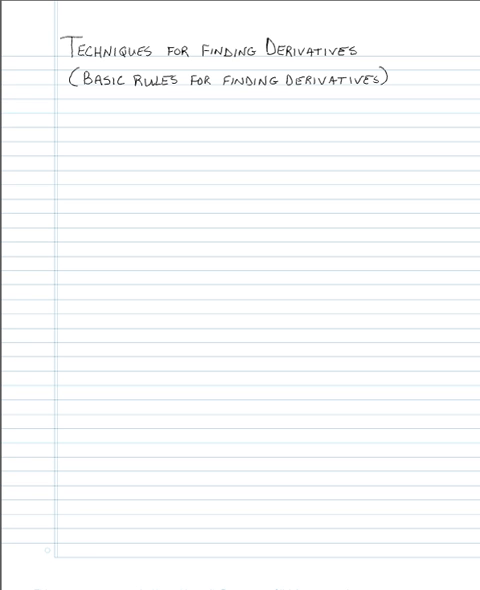In this section, we're going to discuss the techniques for finding derivatives. Another way to describe this is that we're going to learn some basic rules for finding derivatives. The limit process, as we've seen, is kind of complicated and long and tedious. Just imagine if we had a function like this.